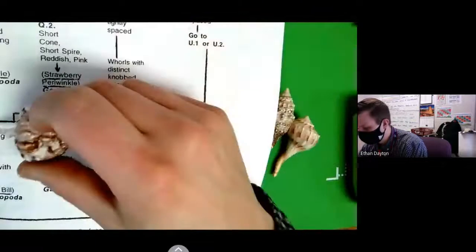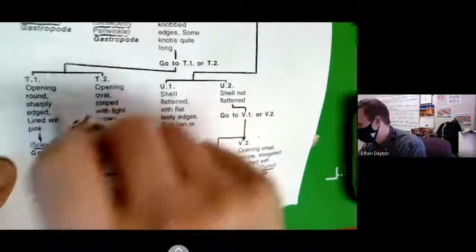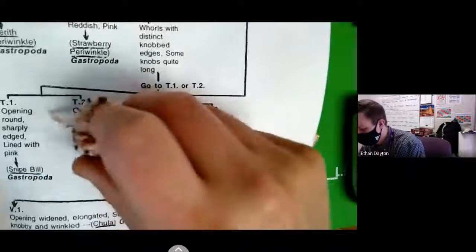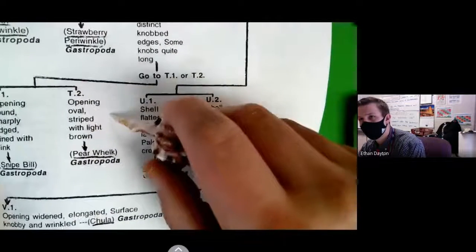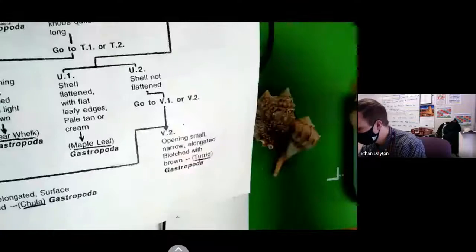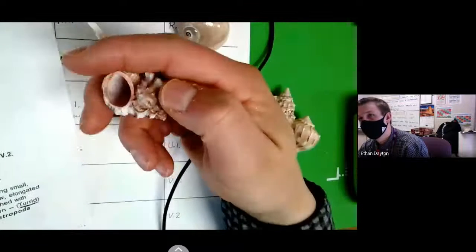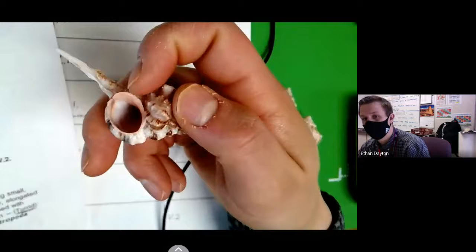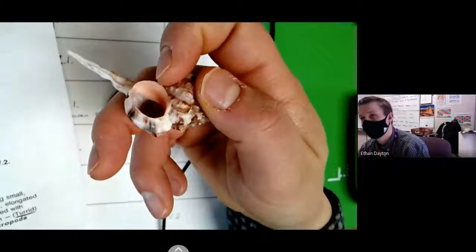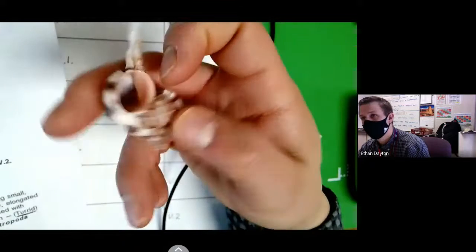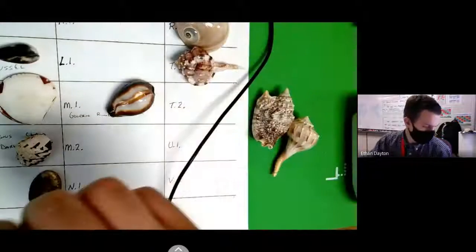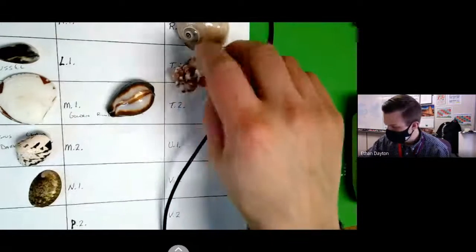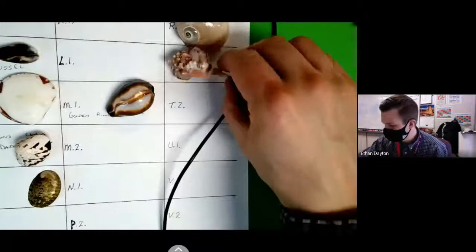Does it have an opening that is round, sharply edged and lined with pink, or does it have an opening that is oval, striped with light brown? You tell me. This looks like a round opening to me, and it looks like it's lined with pink. Okay, so this is a snipe bill. It is T1, so that helps us out. That helps us out definitely. So we can put this in T1. T1 is a snipe bill.